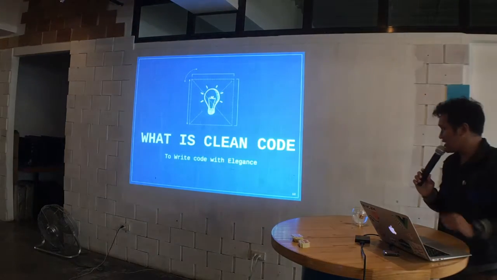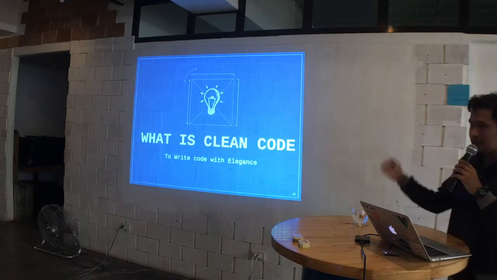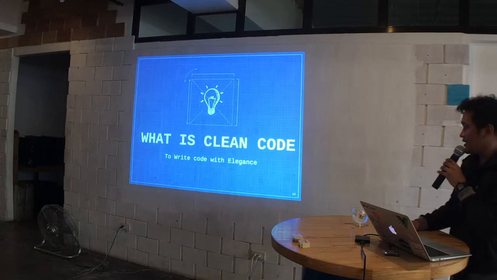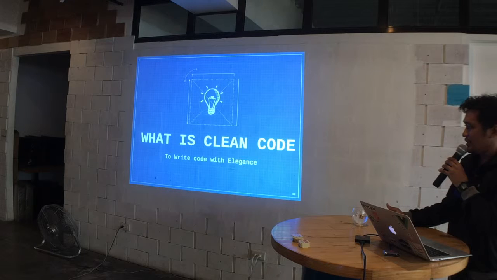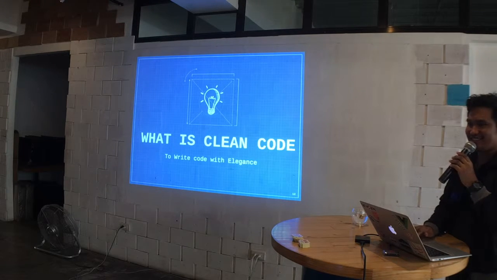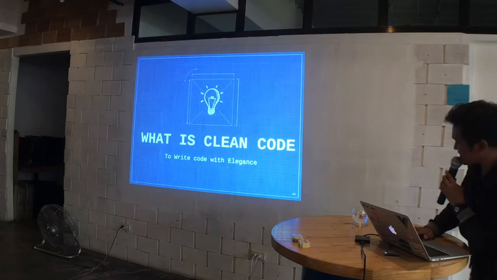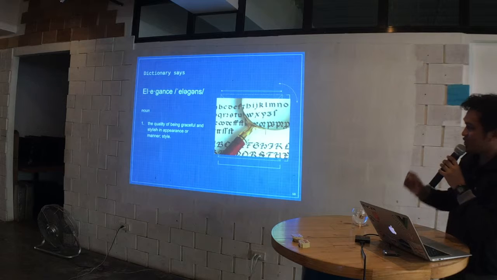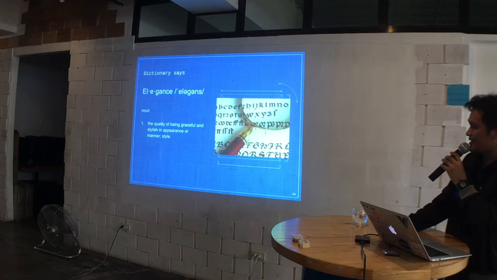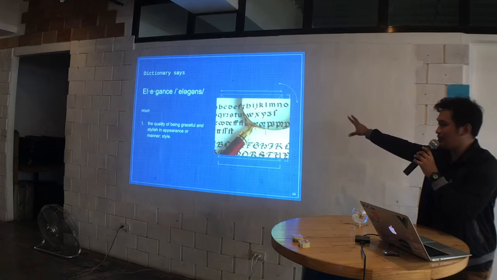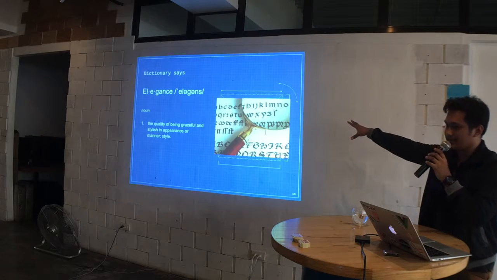So what is clean code actually? We know that it's to solve bad code, we know that it's an art. What is clean code? It is to write code with elegance. Elegance is a big word, so we will search in Google. The dictionary says, it's the quality of being graceful and stylish in appearance or manner or style. You can see here from the image, it's very good penmanship, right?